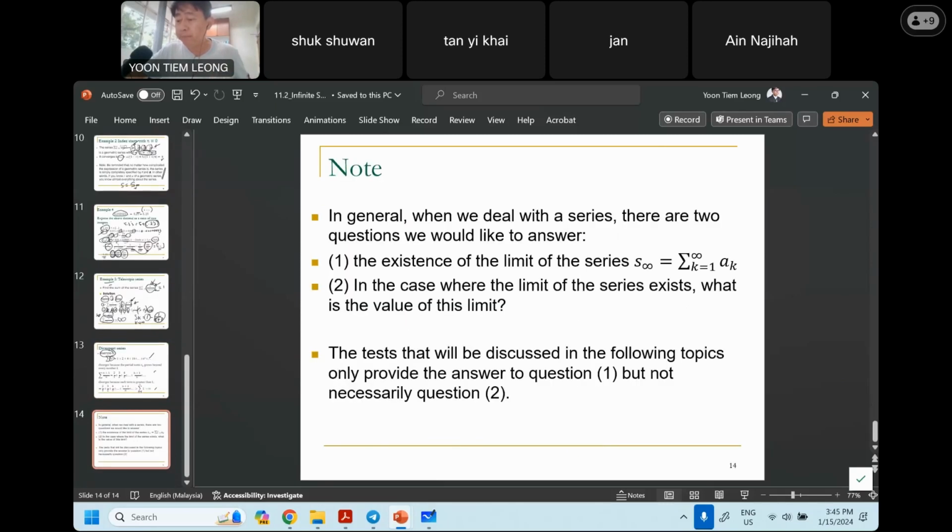So in the next few topics, we will look in more detail at the tricks and tools that will help us answer the question of whether an infinite series converges or diverges.